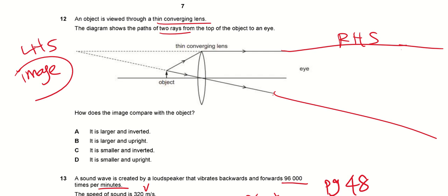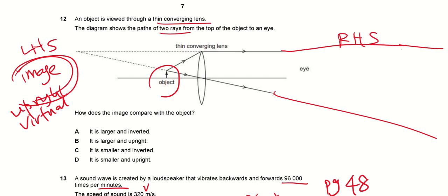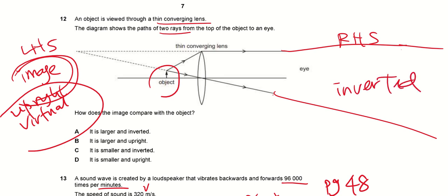Okay? So what did I tell you? If the object is on the same side as the image, the image will be upright virtual. If on the same side, virtual, you need to memorize this. If object on left hand side, image on right hand side, image will definitely be real. So on this side, upright virtual. On this side will be inverted and real.